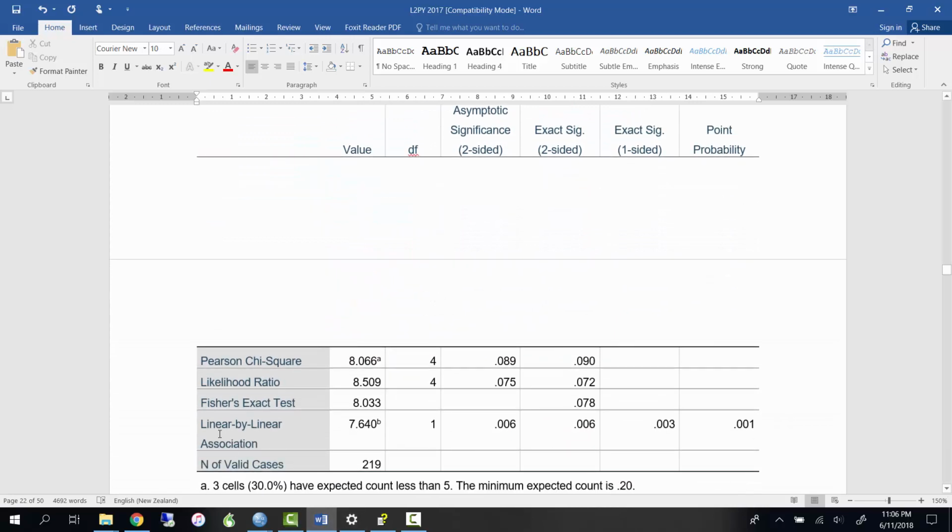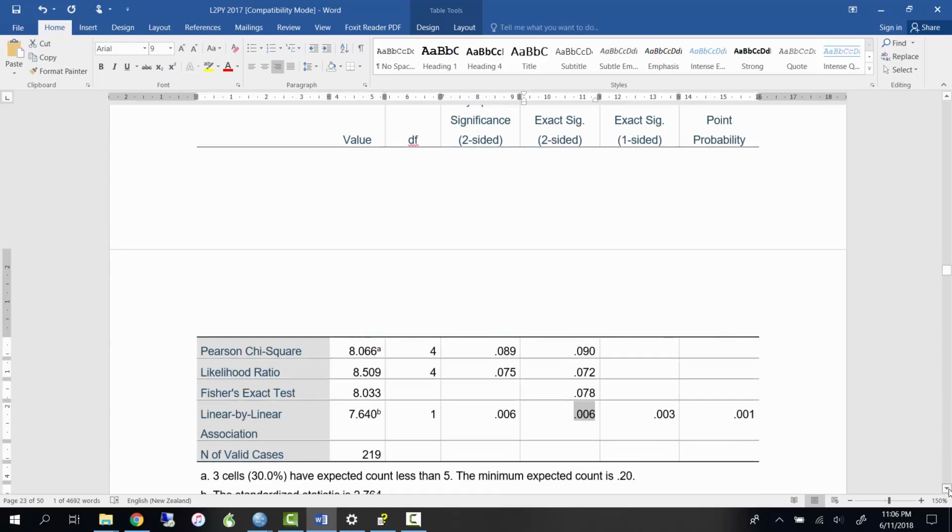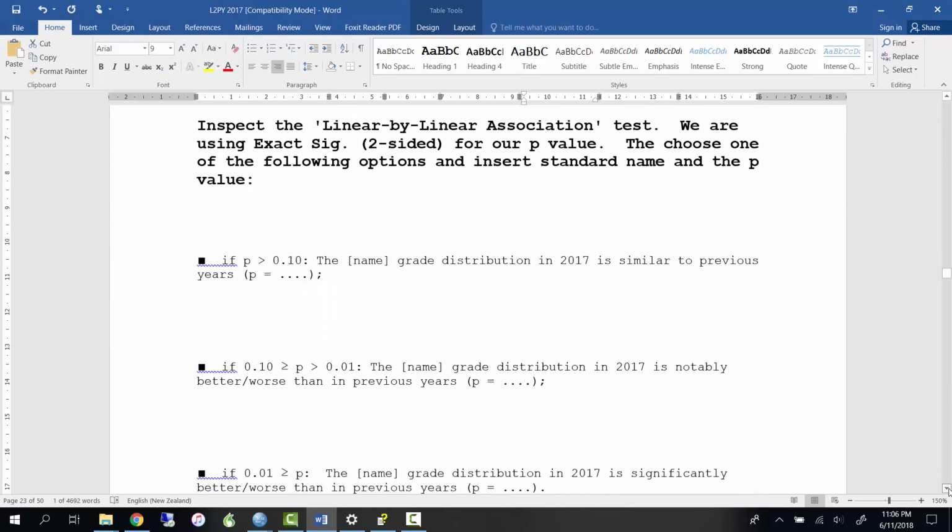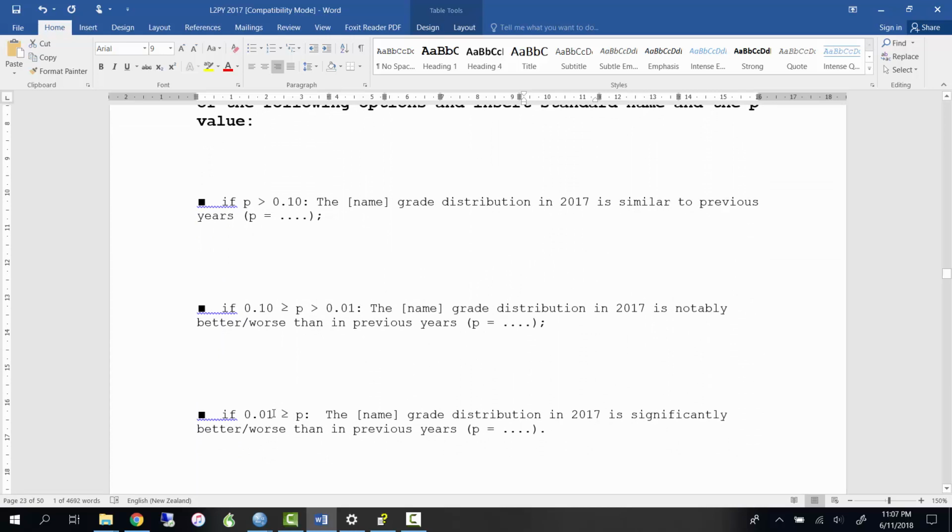Here we go. Linear by linear association. That row there. The exact significance, two-sided. Two-sided means it can tell you about things getting worse as well. Anyway, the chance of that skew, that improvement, is 0.006. A 0.6% chance that it happened randomly. In other words, we're very, very sure that it's not a random variation. We're sure that something important has happened, an improvement has happened. So we select this bottom value because the p-value is less than that trigger value of 1%.